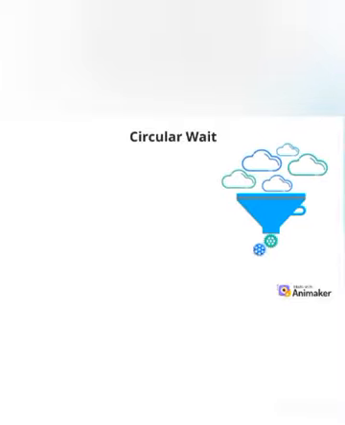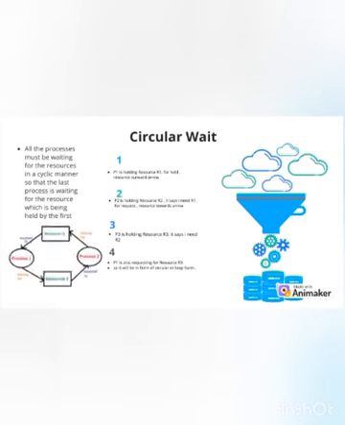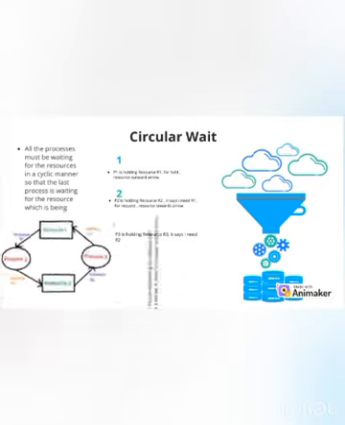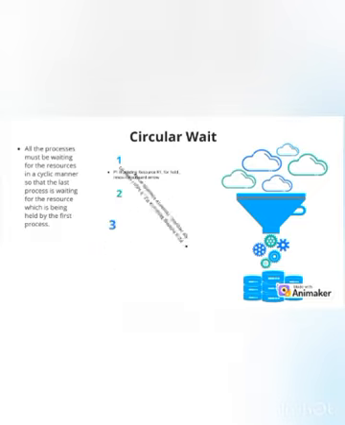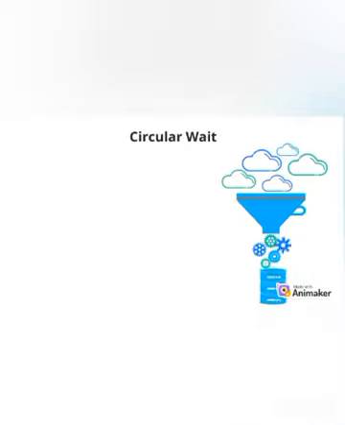Circular wait is the last characteristic of deadlock. Circular means there is a loop in this. If there is a loop, then definitely a deadlock situation can occur here. All the processes must be waiting for the resources in a cyclic manner, so that the last process is waiting for the resource which is being held by the first process.